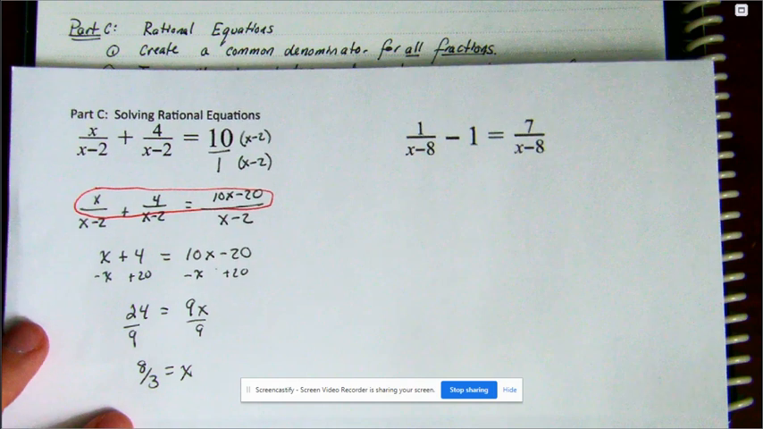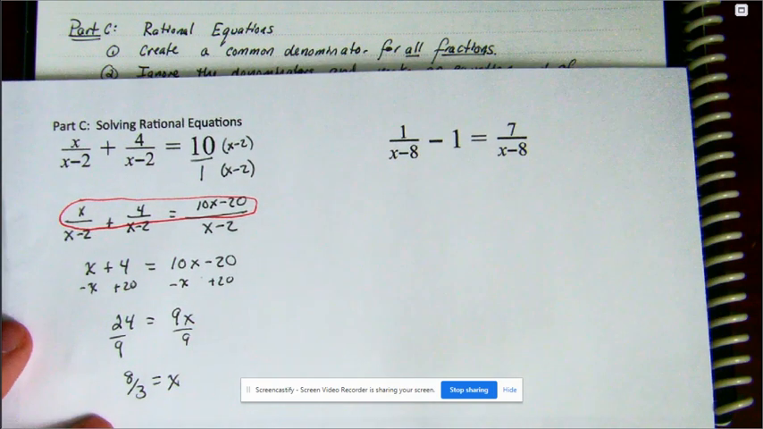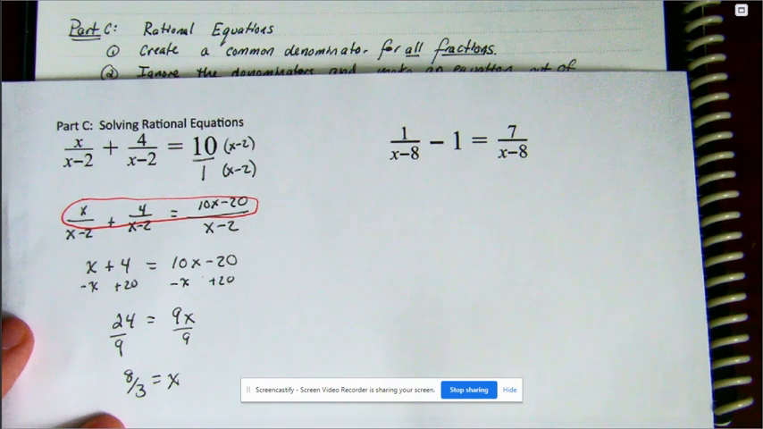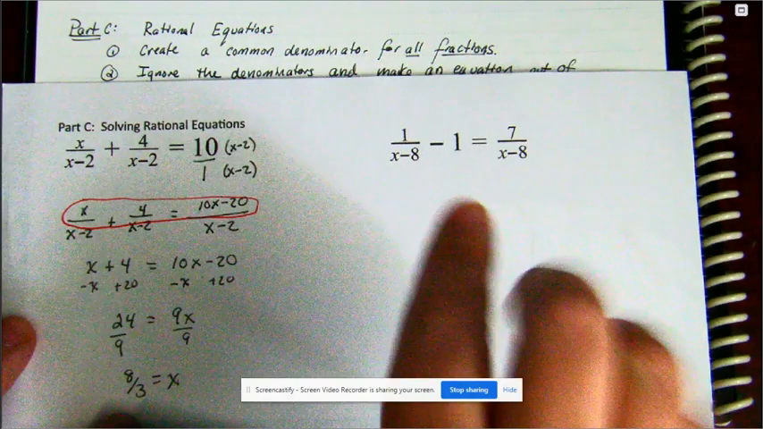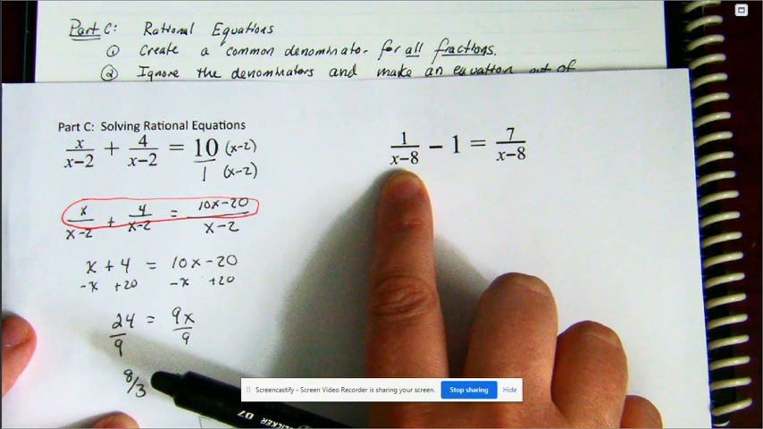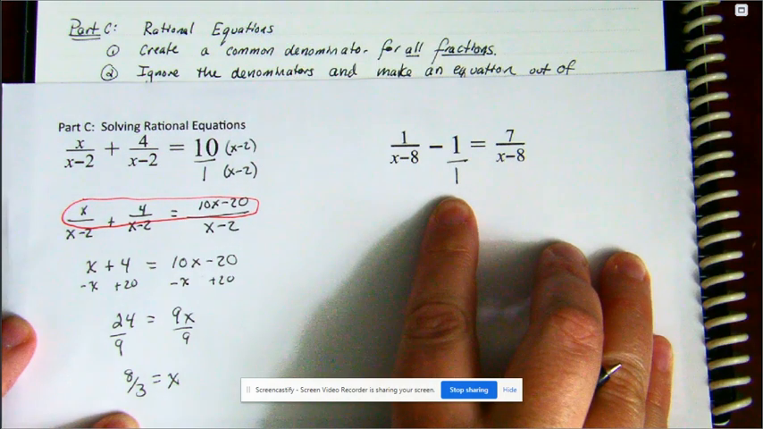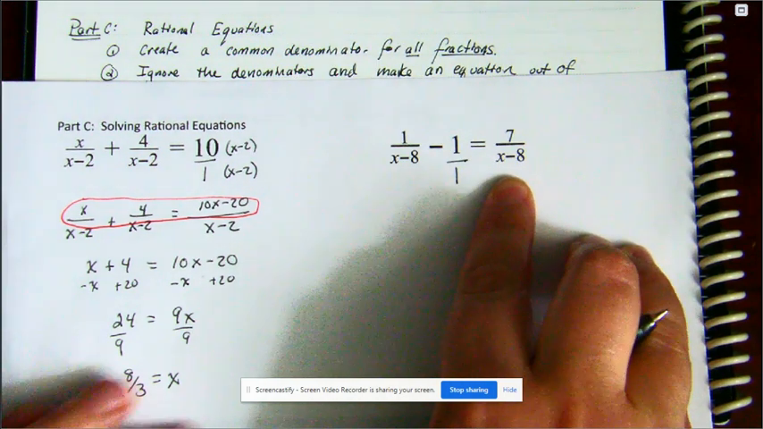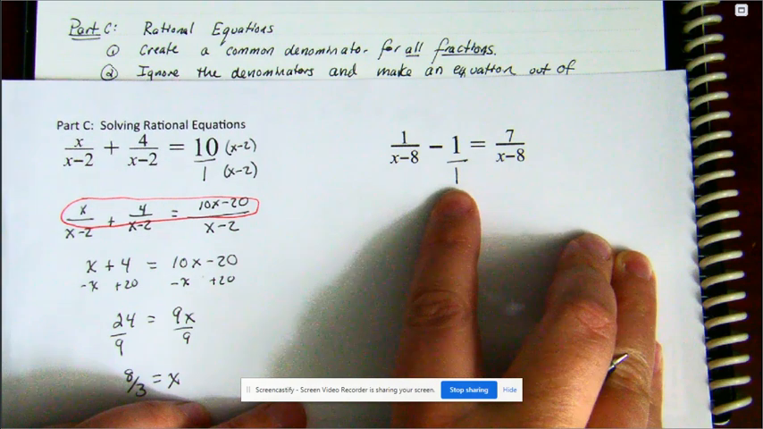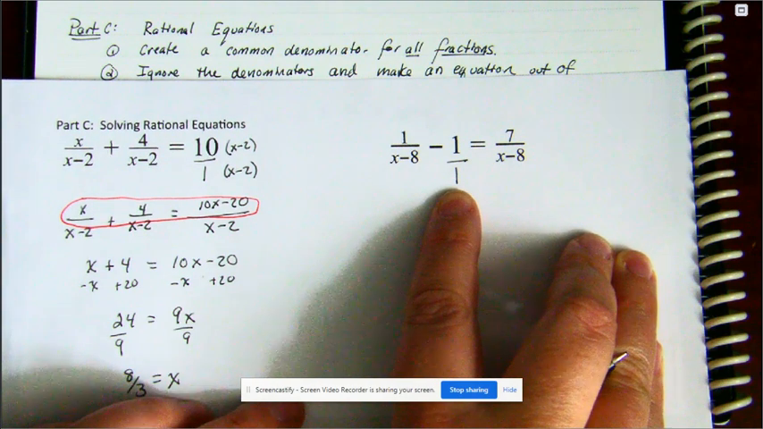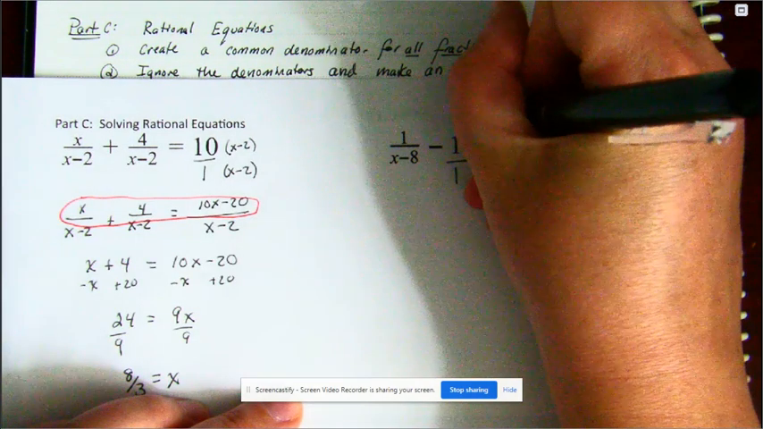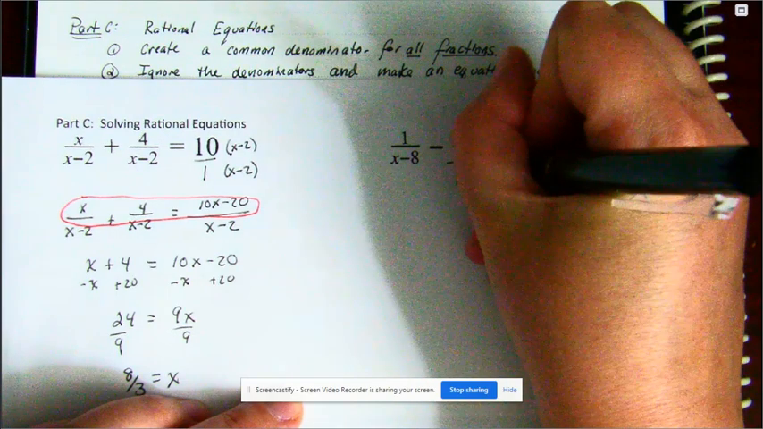So let's walk through those steps again with a couple more problems. First step is to create a common denominator for all fractions. So in this next example, we have x minus 8. This 1 has a denominator of 1. And the last one is x minus 8. So the fraction in the middle, 1 over 1, needs to get a common denominator. So I'm going to multiply the top by x minus 8 and the bottom by x minus 8.